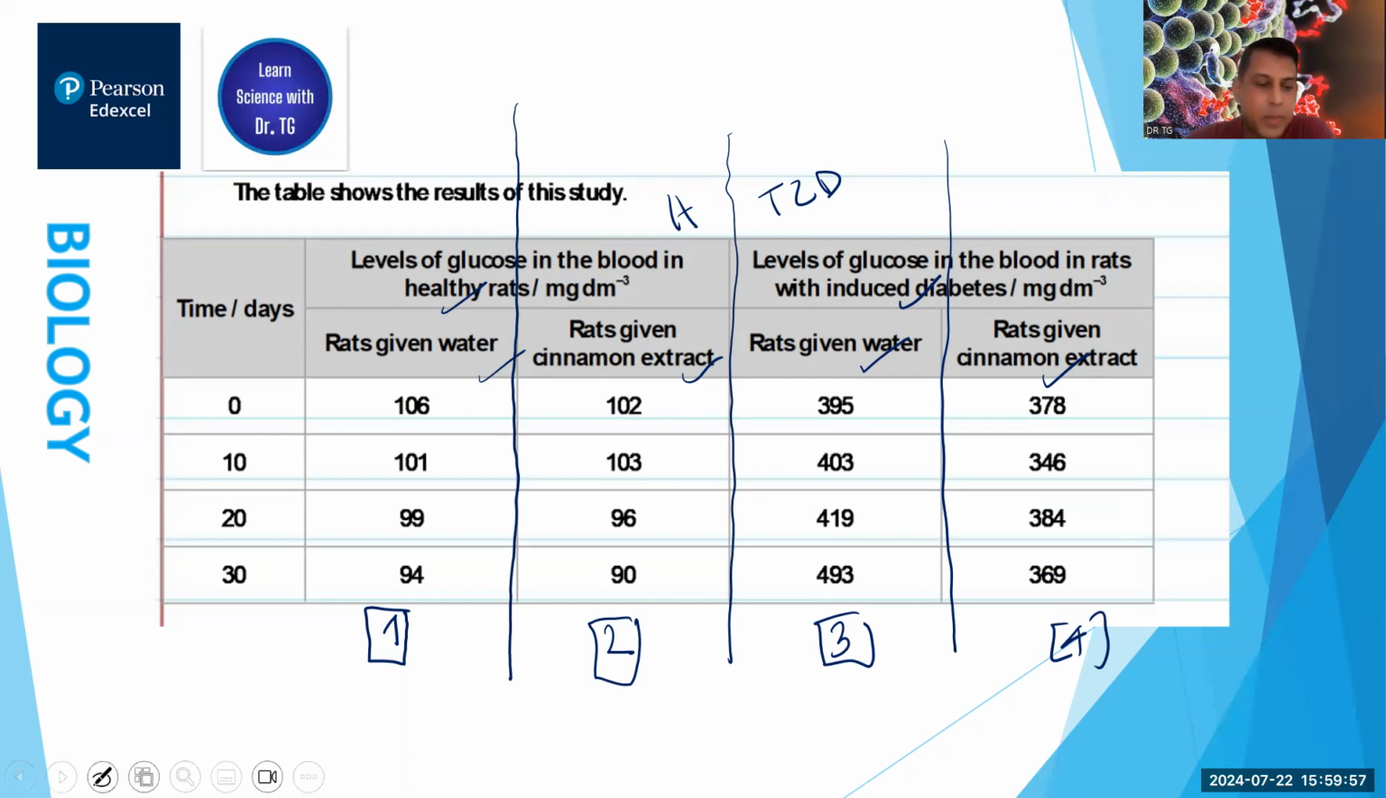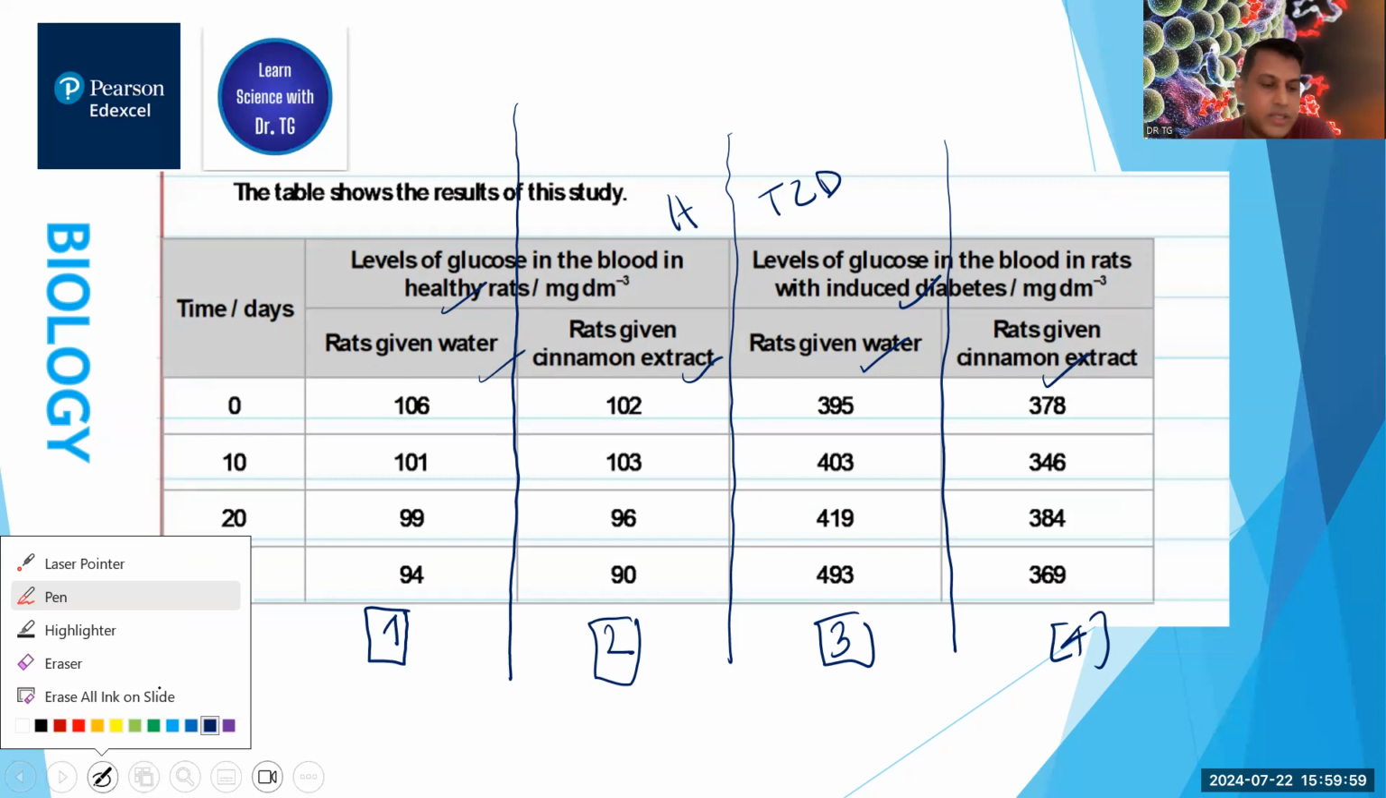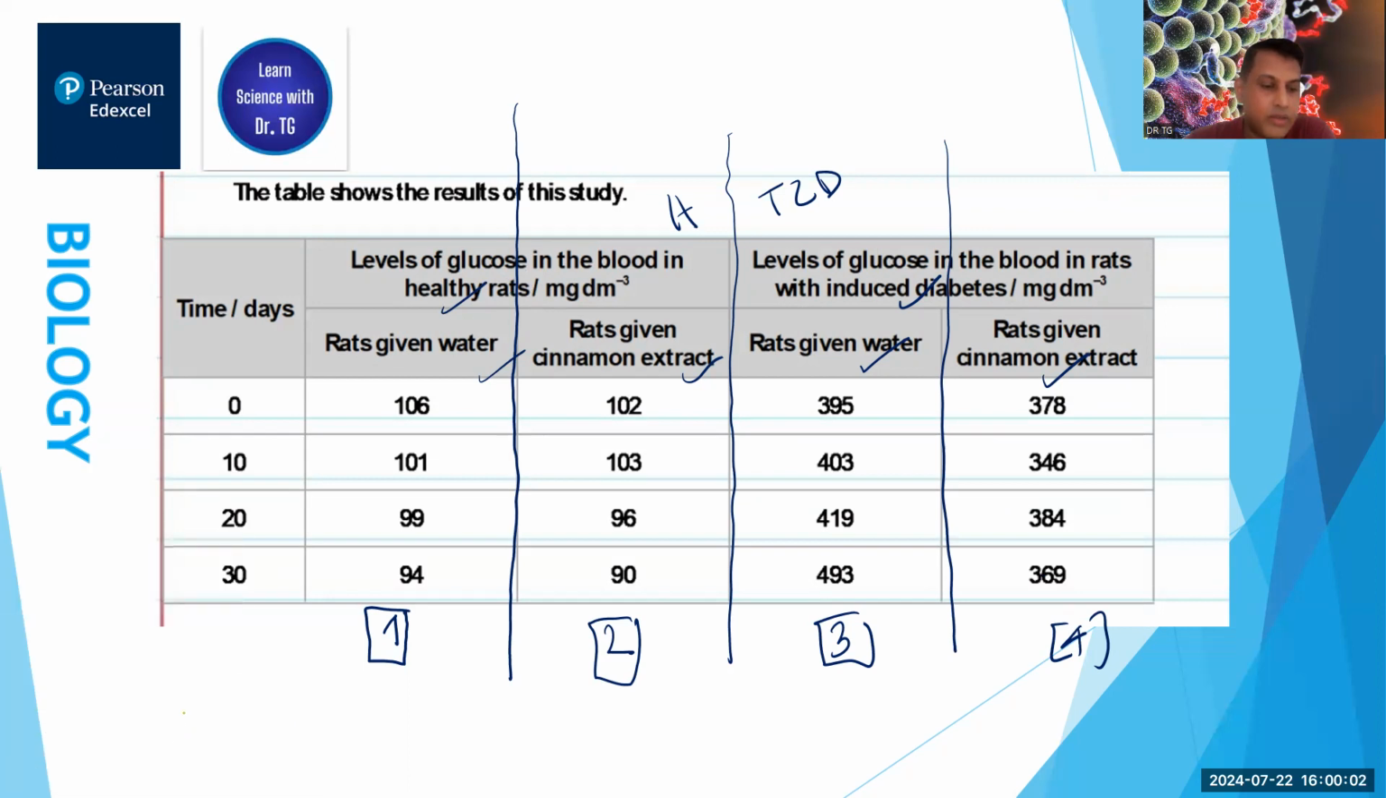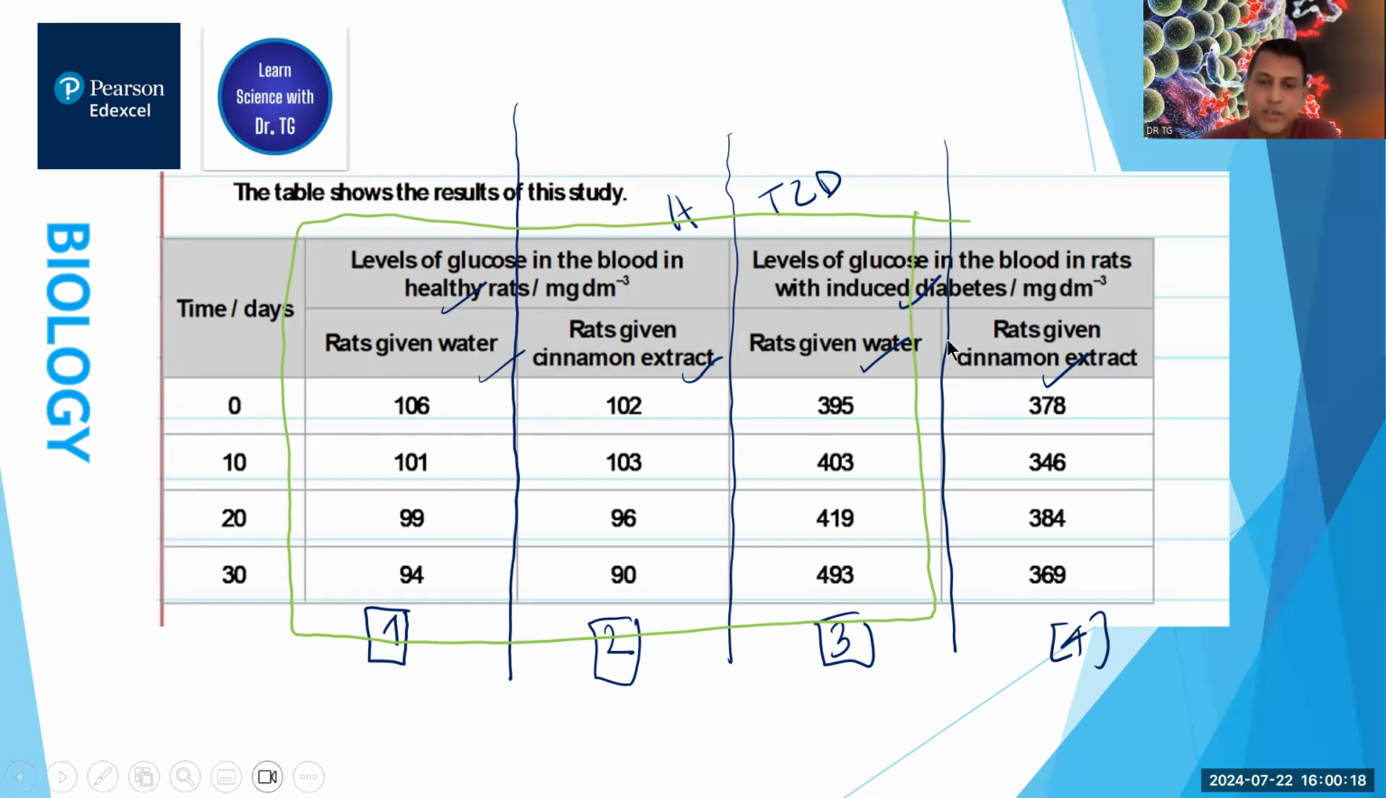And further, if you look at these four groups, these three groups are mostly used as a control, because the water is a control, and here water is a control, and here healthy rats with cinnamon extract is a control. So this part is the most important one for the experiment.